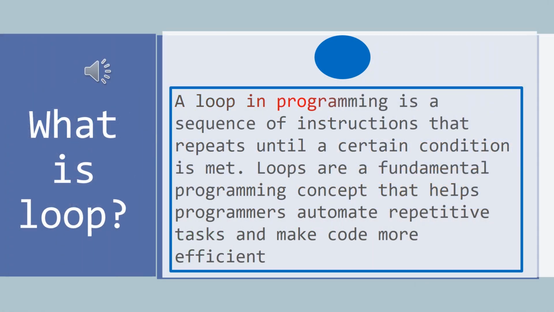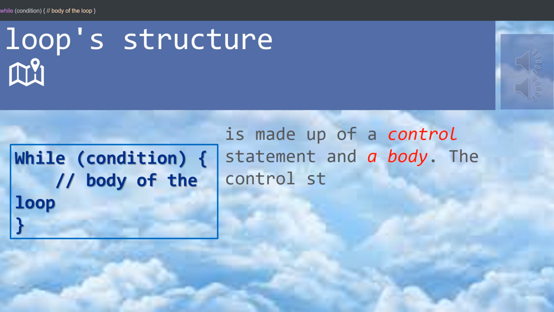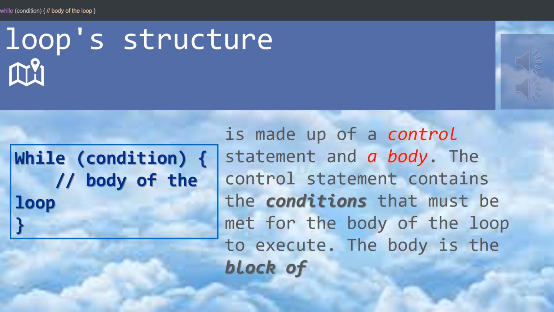A loop in programming is a sequence of instructions that repeats until a certain condition is met. Loops are a fundamental programming concept that helps programmers automate repetitive tasks and make code more efficient. A loop structure is made up of a control statement and a body. The control statement contains the conditions that must be met for the body of the loop to execute. The body is the block of code that is executed multiple times.